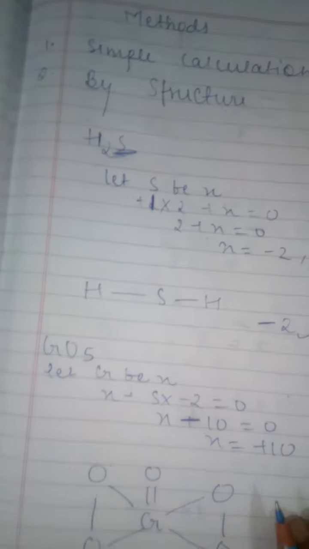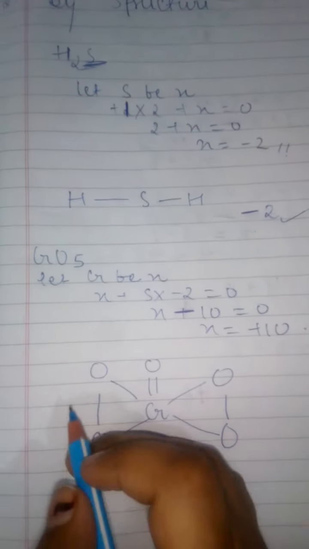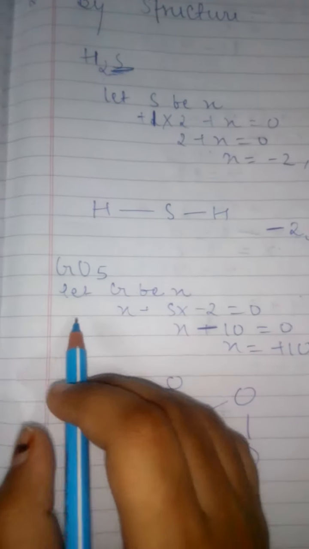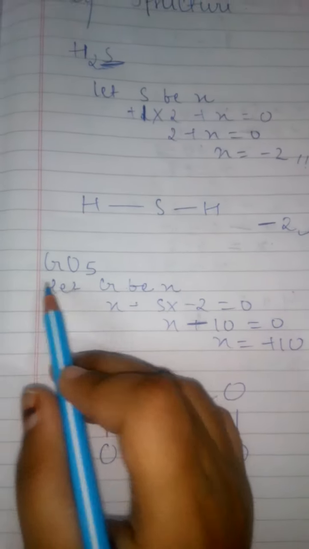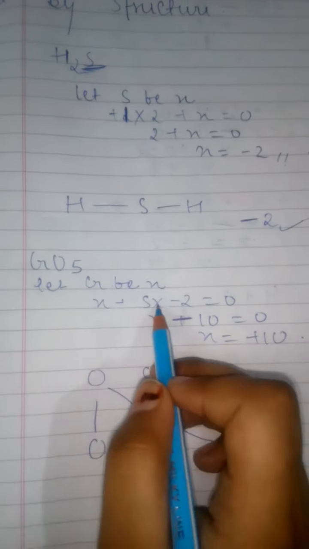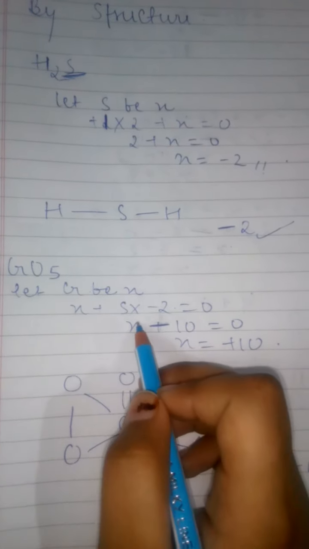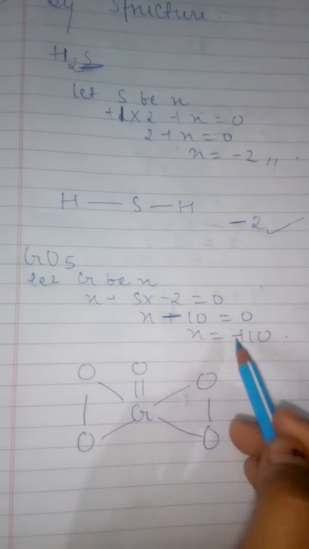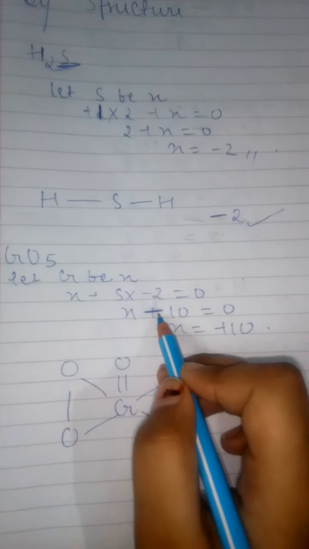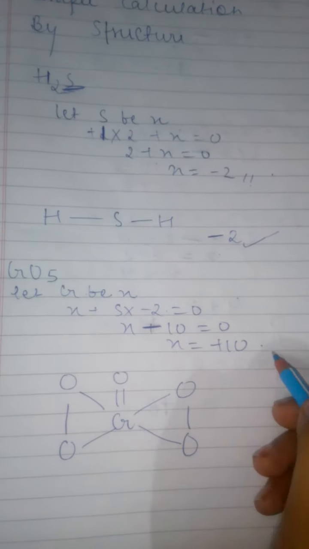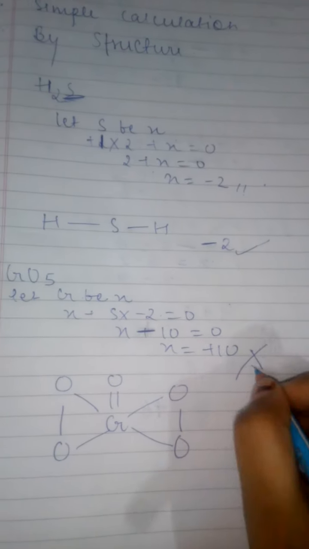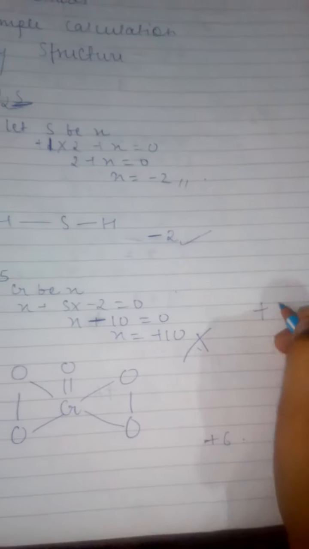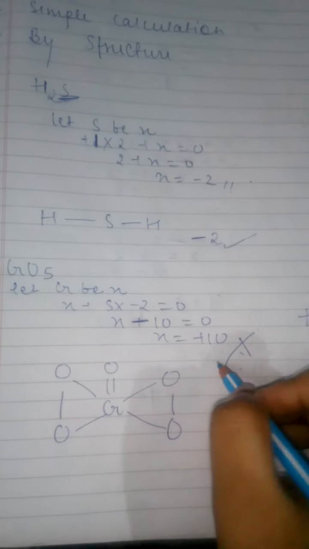That I can show you. I am taking another example, chromium pentoxide. In this case, we have to find the oxidation number for chromium. So let's consider chromium as x. So x plus 5 into minus 2, as minus 2 is the oxidation number for oxygen mostly. So x minus 10 is equal to 0, x is equal to plus 10. But it is completely wrong, as the highest oxidation number for chromium is plus 6. But it is coming plus 10.